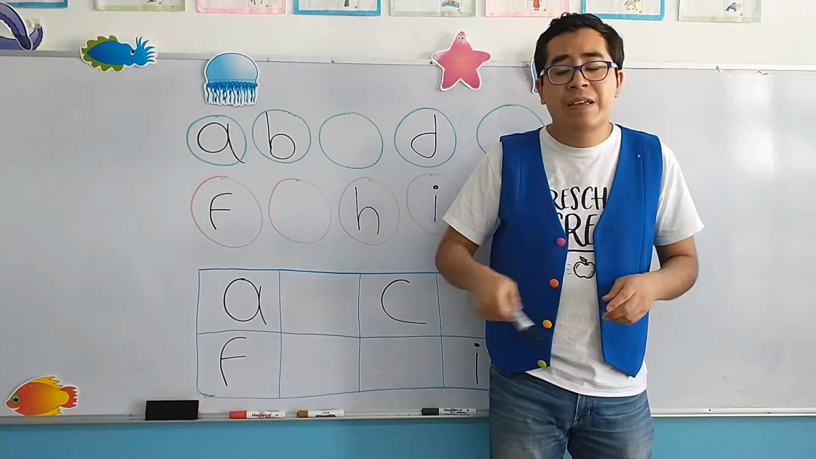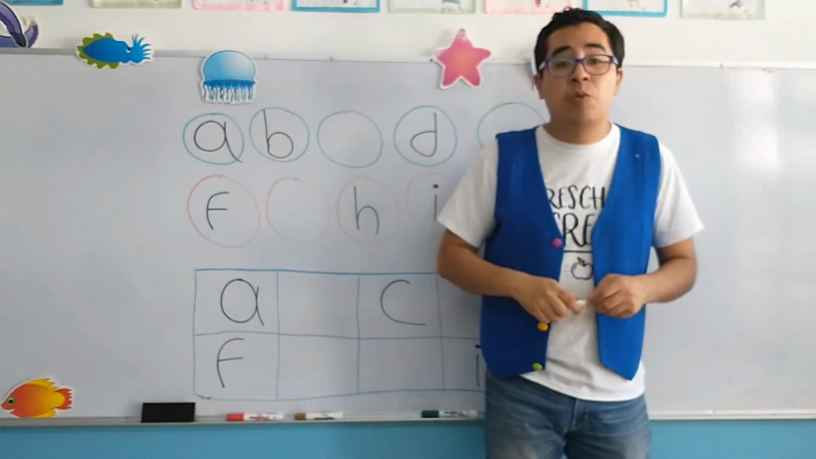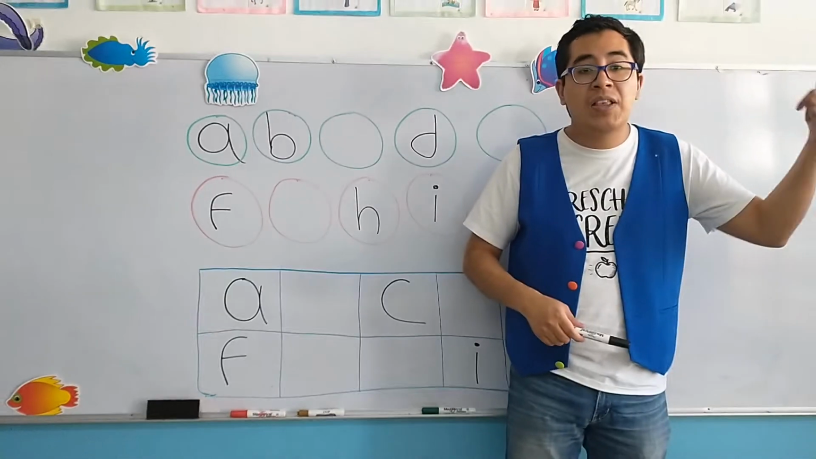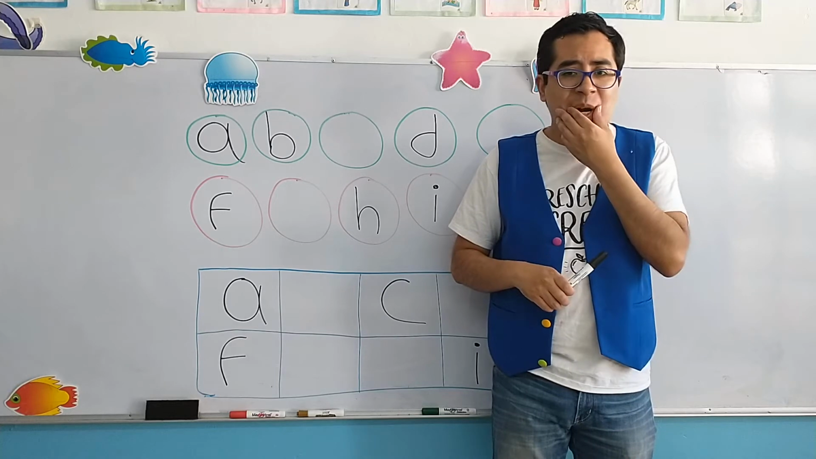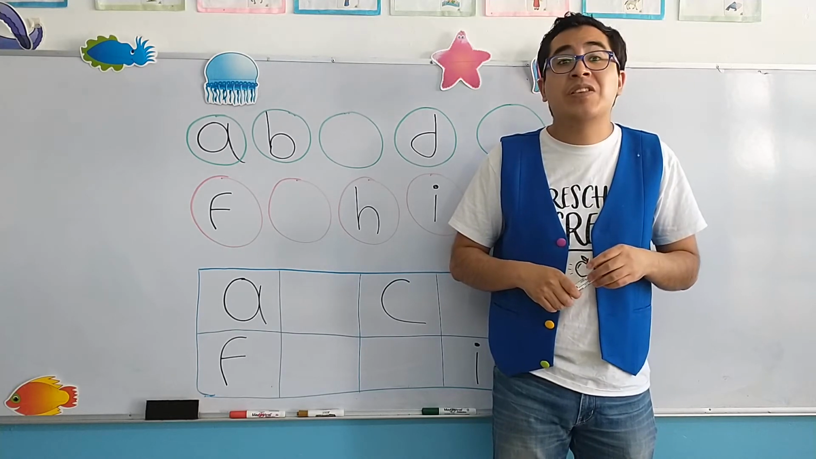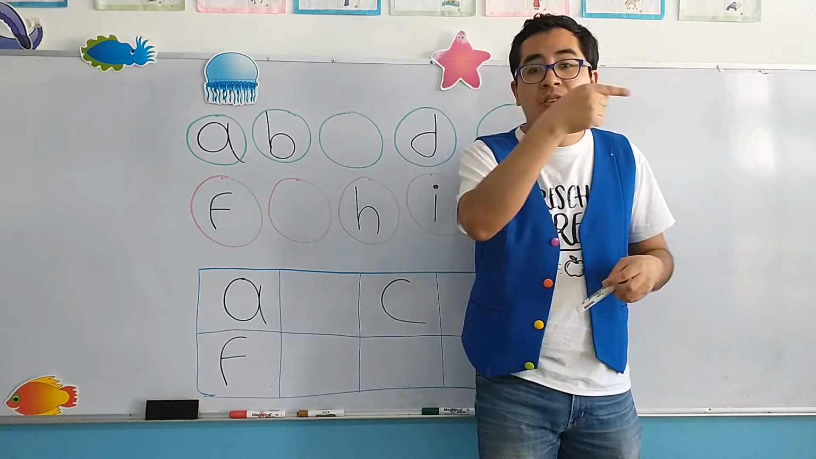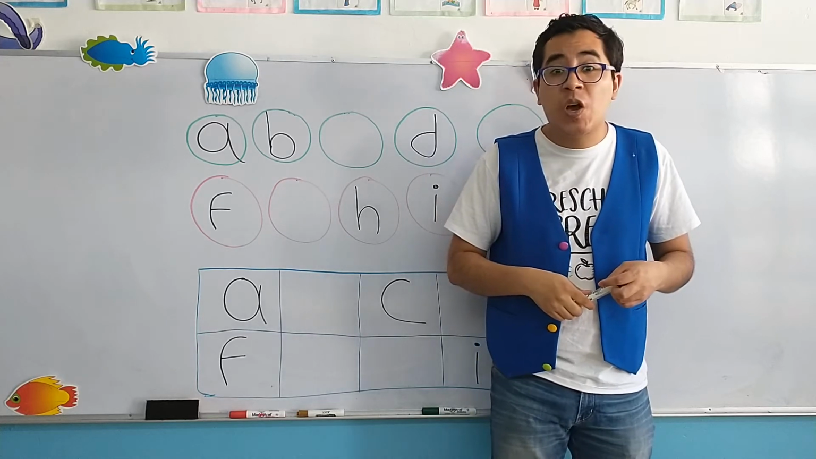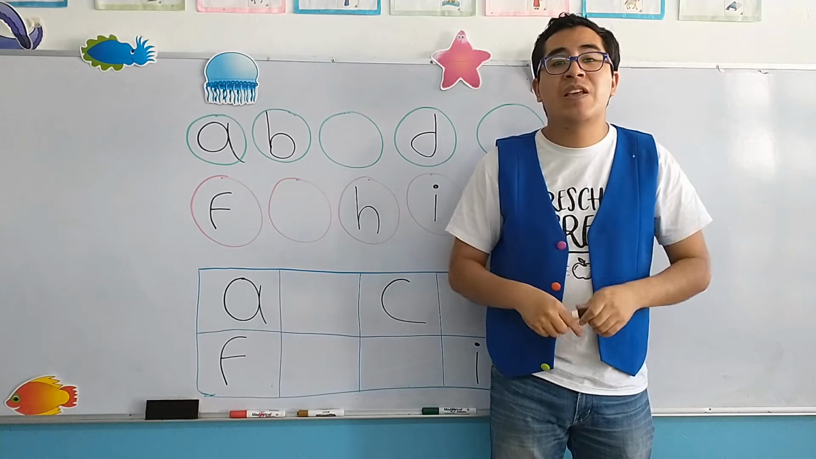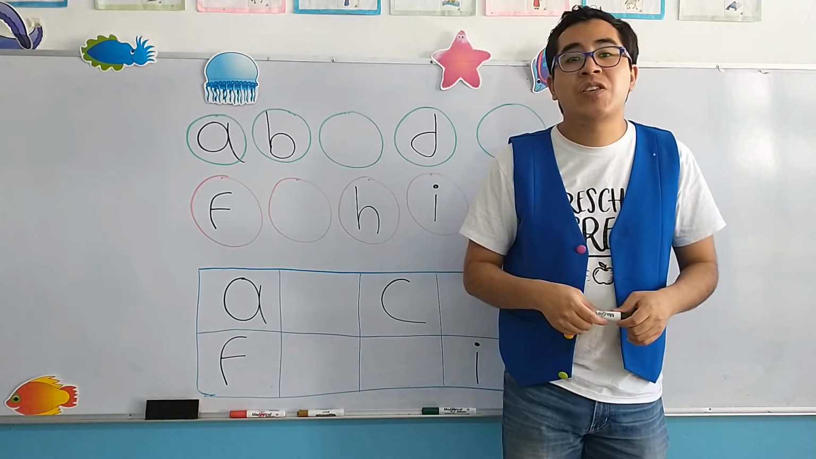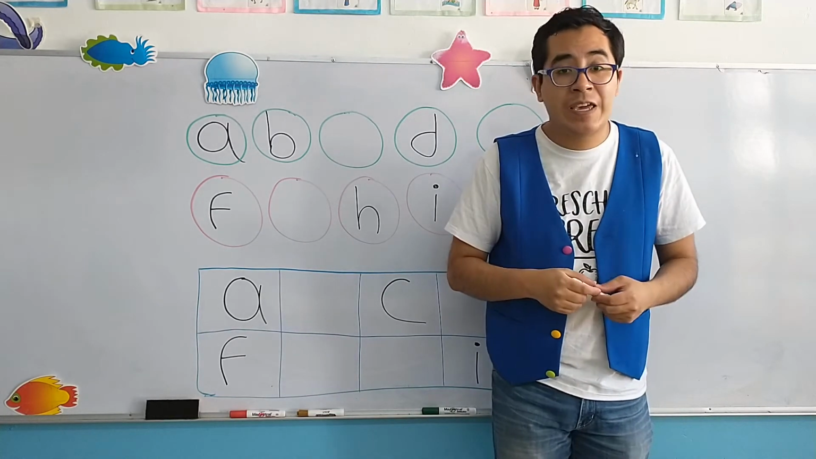Now, don't forget that this letter is for objects like an ambulance, the airplane, the arrow. Do you remember what is an arrow? It's the object that tells us the location of something or where we have to go. Recuerden, arrow, una flecha, y nos da la ubicación hacia donde tenemos que ir.